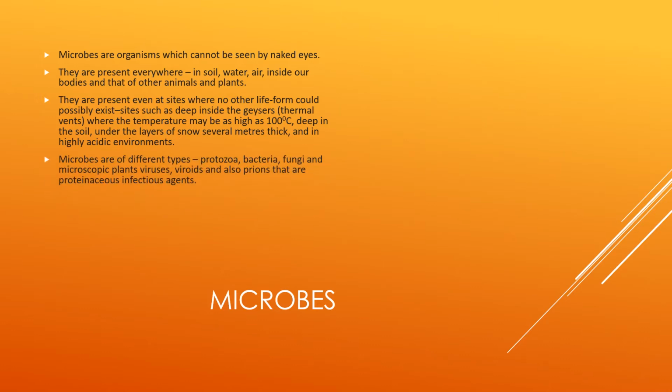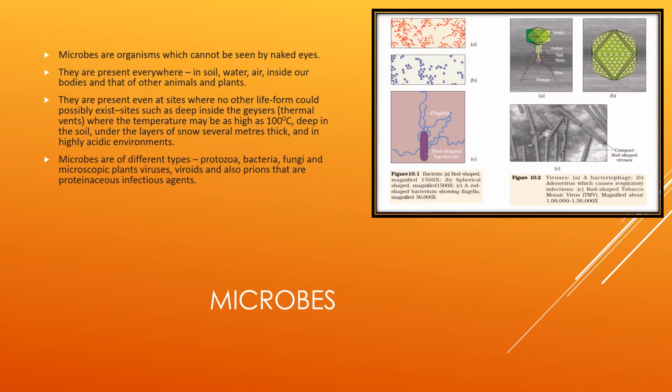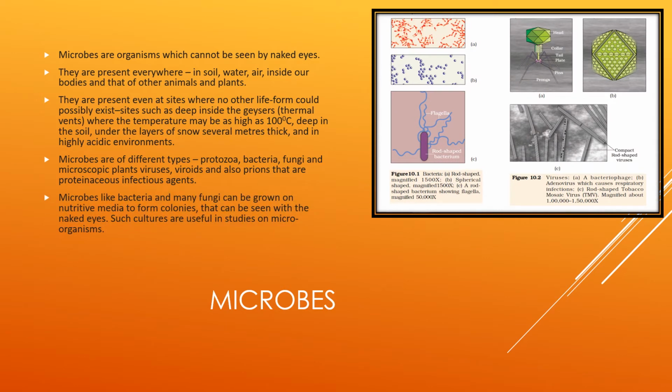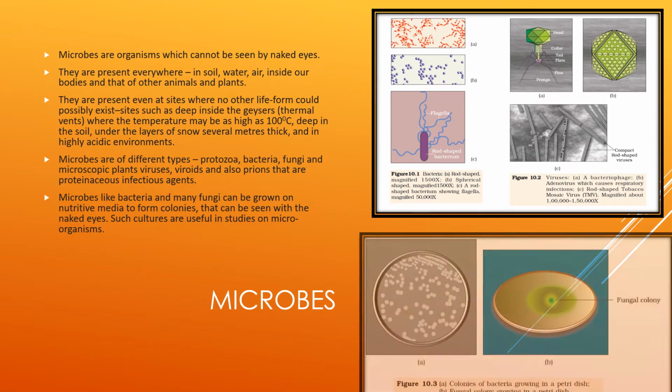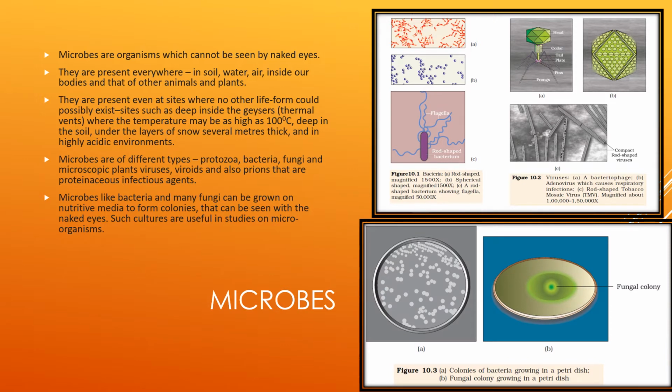Microbes are of different types: protozoa, bacteria, fungi, and microscopic plants, viruses, viroids, and prions that are proteinaceous infectious agents. Microbes like bacteria and fungi can be grown on nutritive media to form colonies that can be seen with the naked eyes. Such cultures are useful in studies on microorganisms.